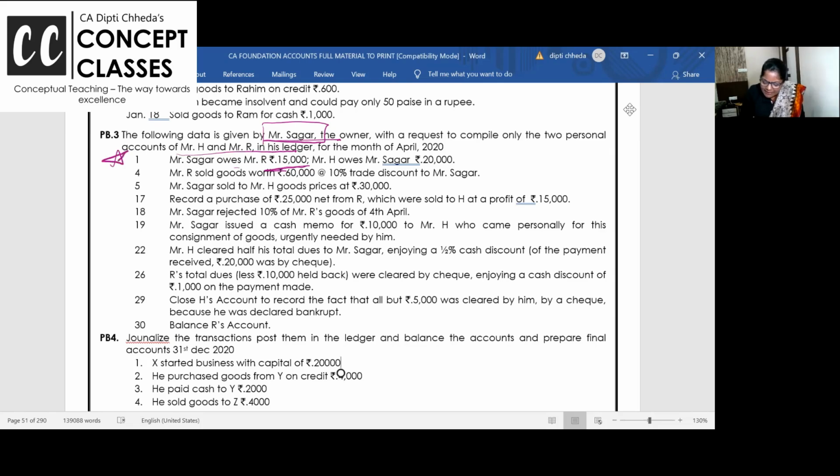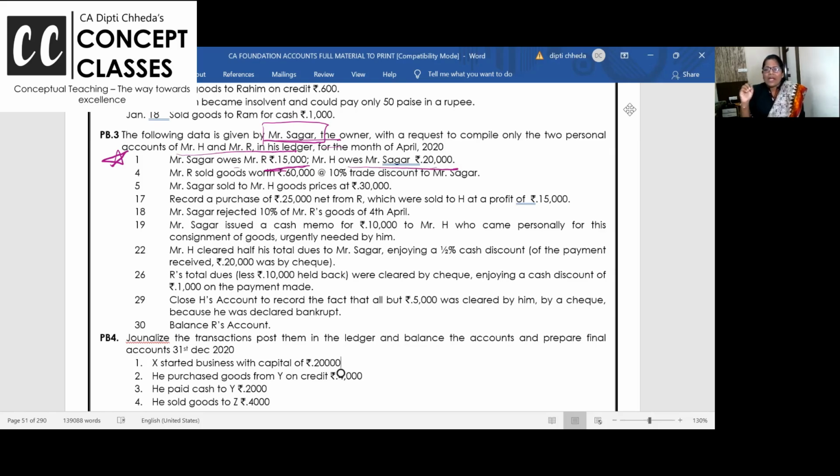Star mark this adjustment in your textbook which I have given, in your material, and interpret the language, because we are going to use the same language in average due date, account current, and many other chapters. Sagar owes R. Sagar is saying, R, I owe you, I should pay you. So in my books, it is a liability. H owes Sagar. H should pay Sagar. So in Sagar's books, H has a debit balance. Is this clear to all of you?